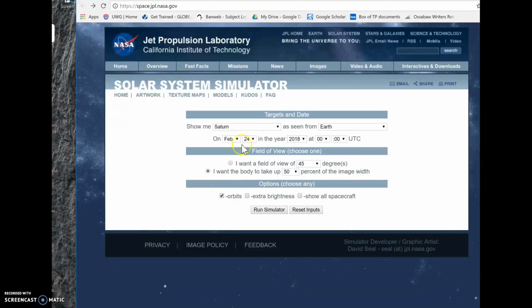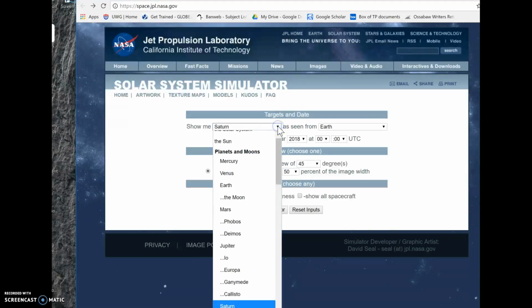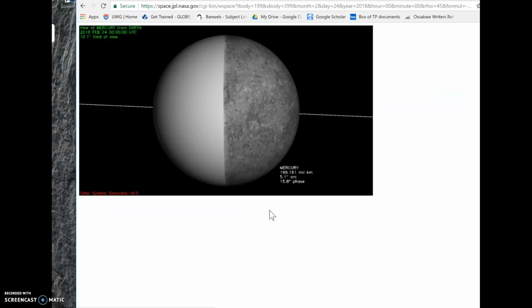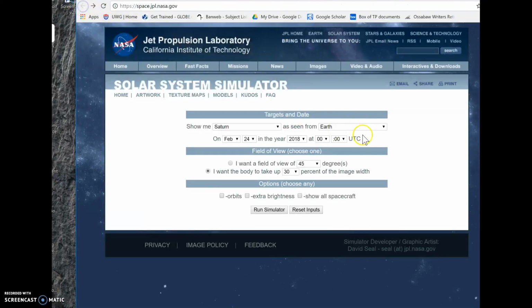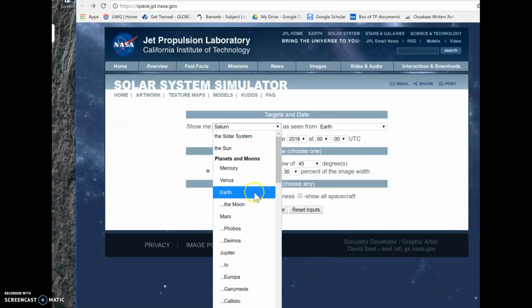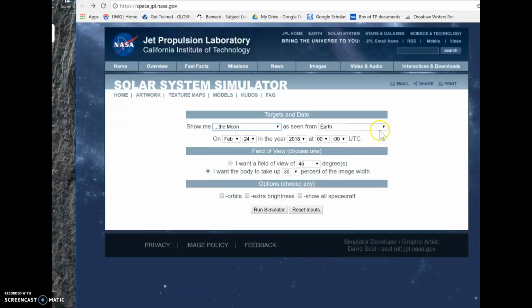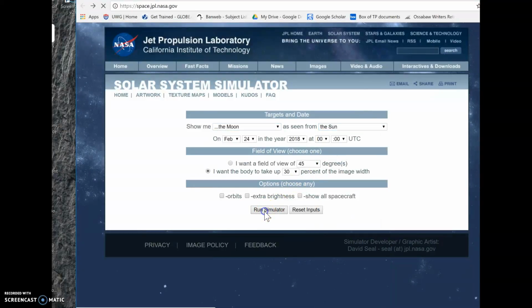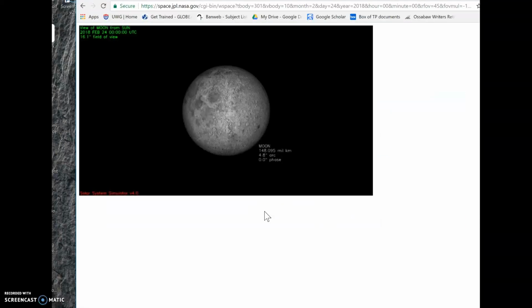If I look at the orbits, I don't really want to see Saturn though. Let's do Mercury from the Earth. Yeah, didn't see a lot, but that one line is showing you an orbit. So let's go back and let's look at the moon from the sun. Just a general, that doesn't look very exciting.